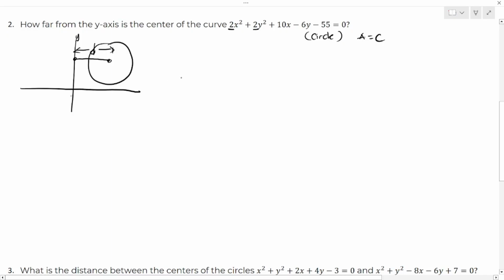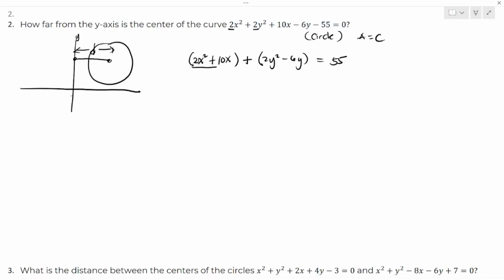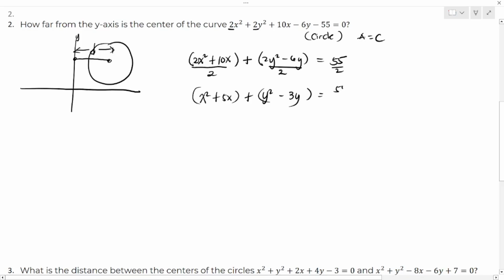So, to do that, we need to first complete the square pa rin. So, magiging 2x squared plus 10x. So, copy natin yan. Plus 2y squared minus 6y. I-group din natin yan. Then, itong negative 55, transpose natin sa kabila kasi that is a constant, so magiging positive 55. Now, first, we need to divide it by 2. Kailangan yung leading coefficient natin would be 1. So, magiging x squared plus 5x plus y squared minus 3y, and that is equivalent to 55 over 2.